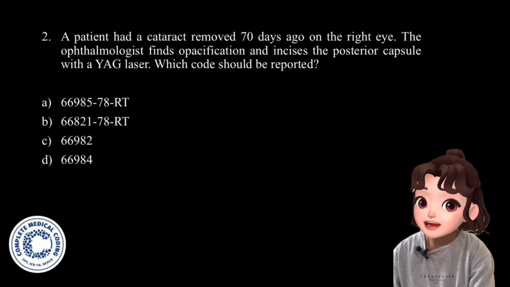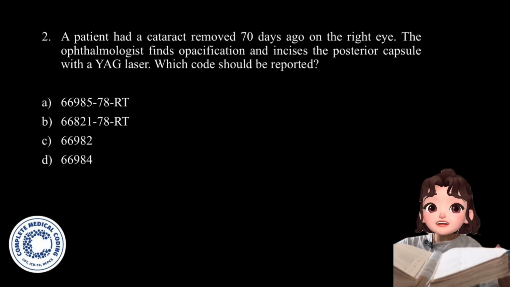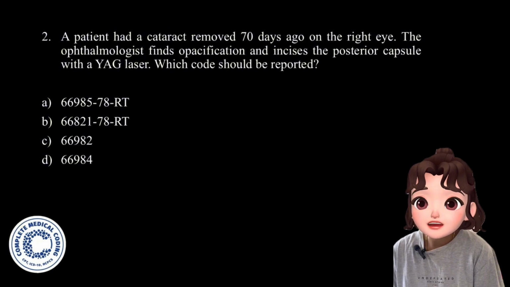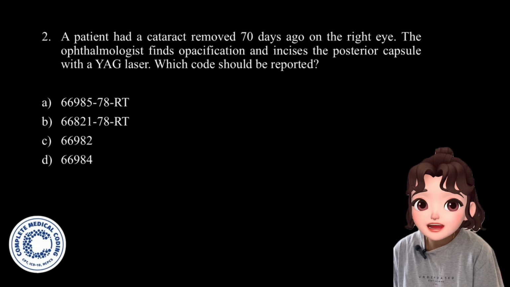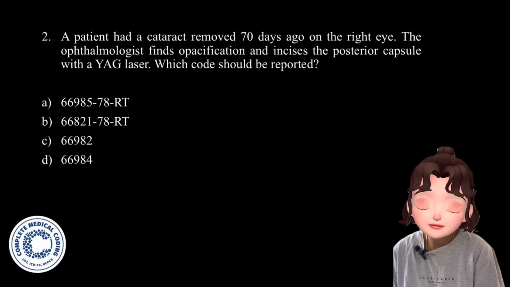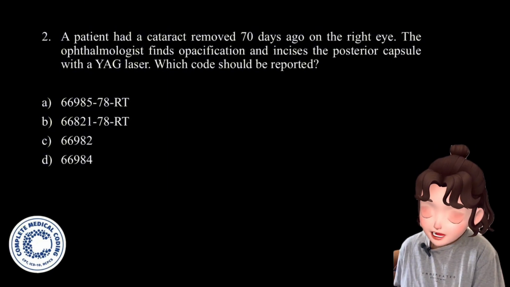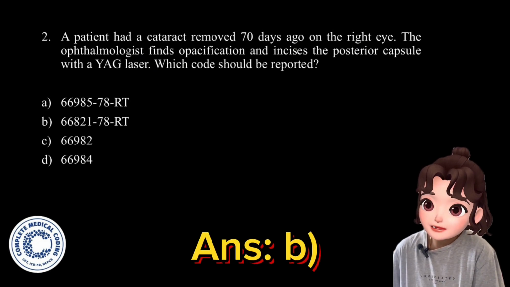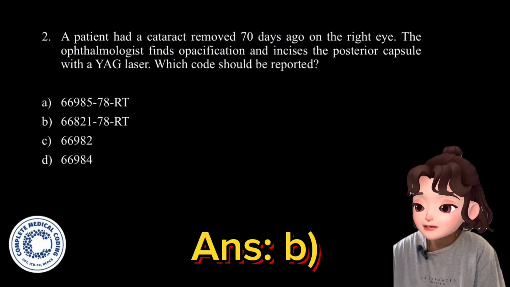Unplanned return to the operating room for the initial procedure, because here it is mentioned cataract was removed 70 days ago. So the cataract removal was done 70 days ago on the right eye, but the ophthalmologist finds opacification, so he has incised the posterior capsule with a YAG laser. So this is the return after 70 days, right? So you have to append with modifier 78. Okay, so here the correct answer is option B, 66821 with modifier 78 and modifier RT to represent the right eye. Okay.